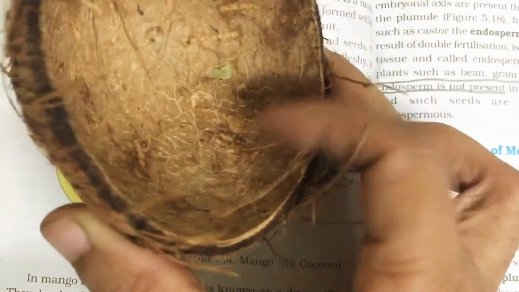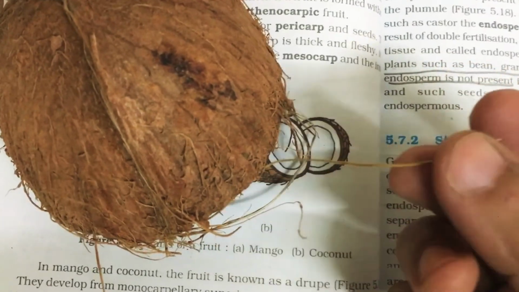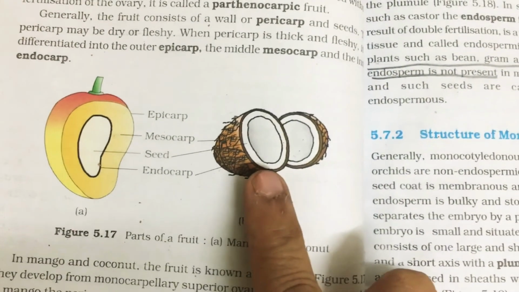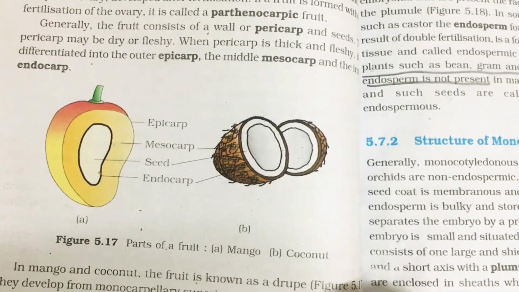This is the part of the coconut. The outer fibrous part is the mesocarp and inner is the endocarp, and inside the seed is present, which is the edible part. Clear?